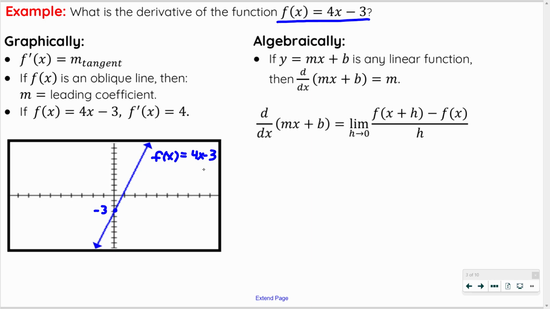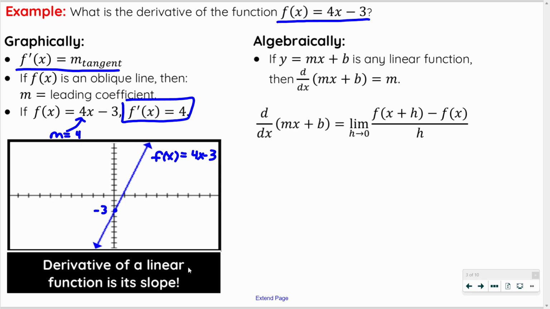Now remember, the derivative is just the slope of the tangent line. We know in y equals mx plus b form, m is the leading coefficient, which is also the slope. So I can see that 4 is my slope. Therefore, the derivative of 4x minus 3 is just equal to 4. So I've shown you graphically that the derivative of a linear function is just its slope.